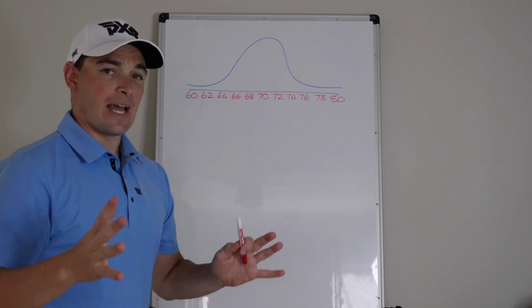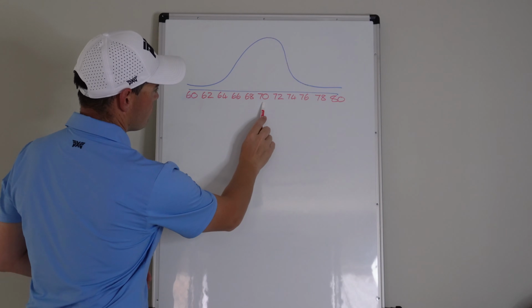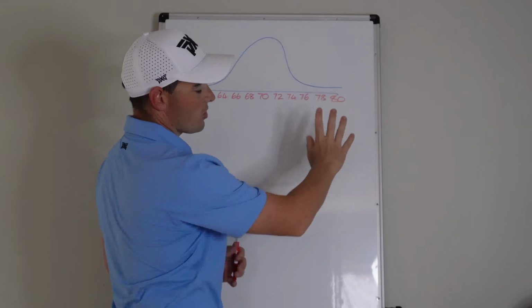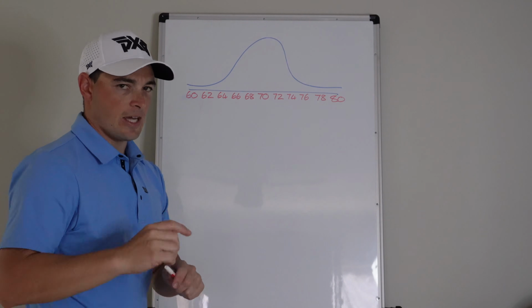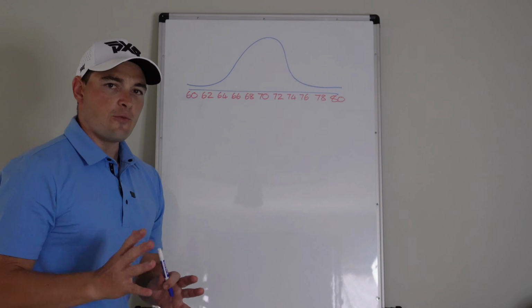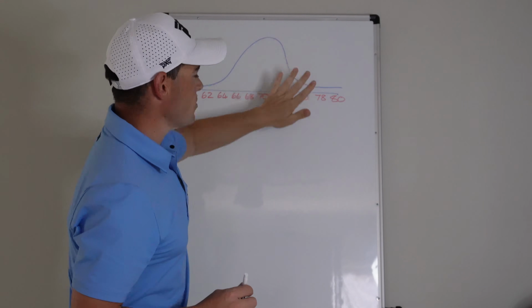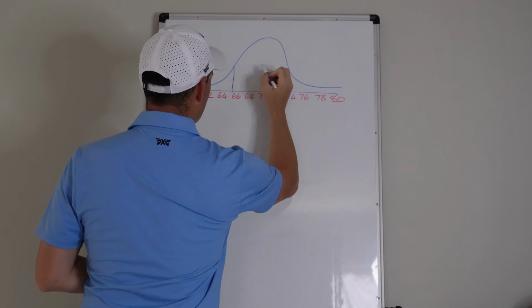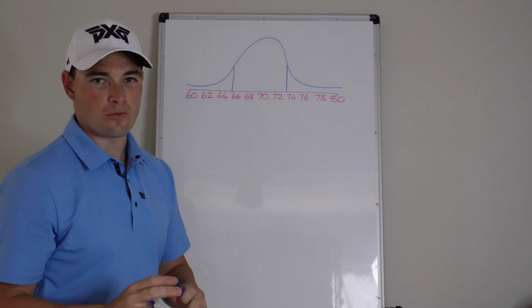That is basically a tour pro year in, year out. They shoot around about 70 most of the time, but they also have a shocker and shoot 80, and they also have an absolute blinder, shoot the lights out and shoot 60. Now, if we have a closer look at this bell curve, we can see that most of the scores that a tour pro is going to shoot is going to fall in that 66 to maybe 72, 73 category.